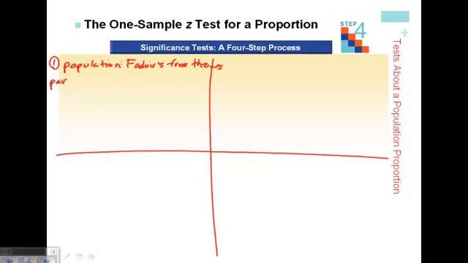What's the parameter that we're investigating? Proportion of free throws made.